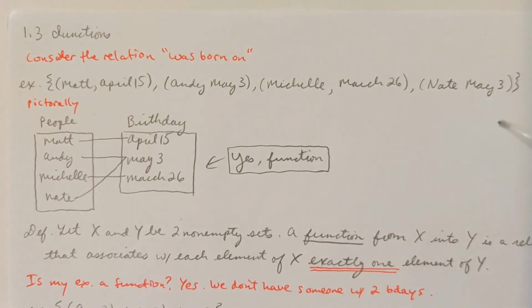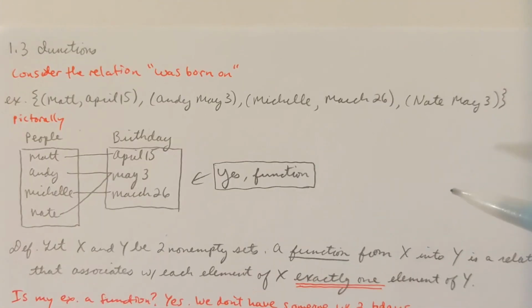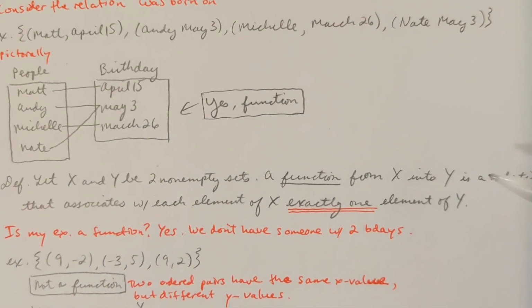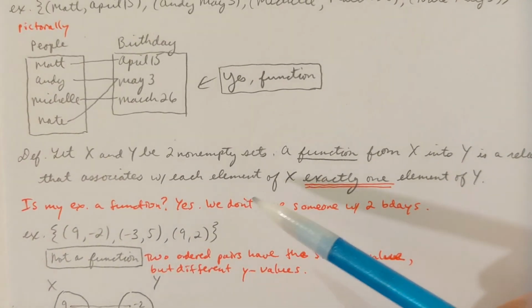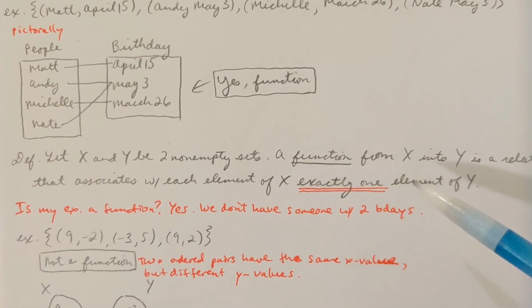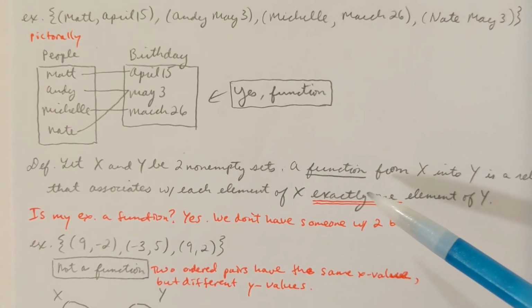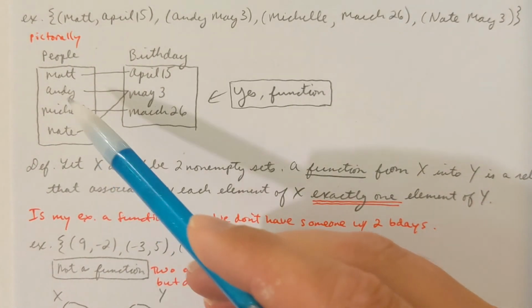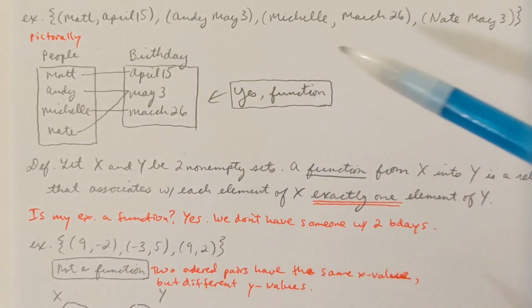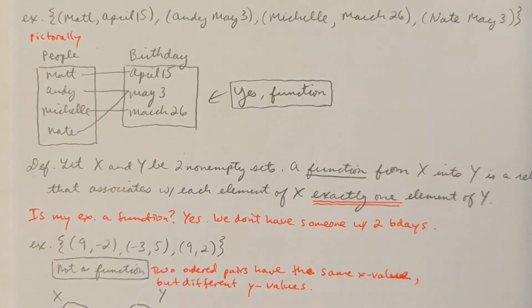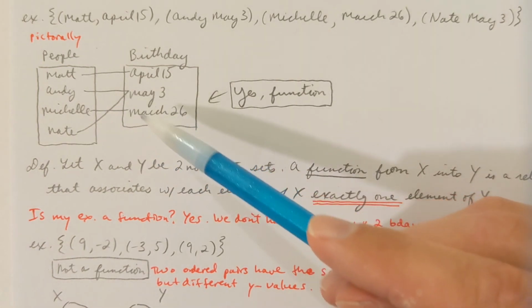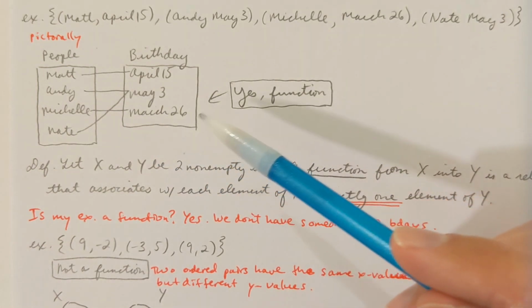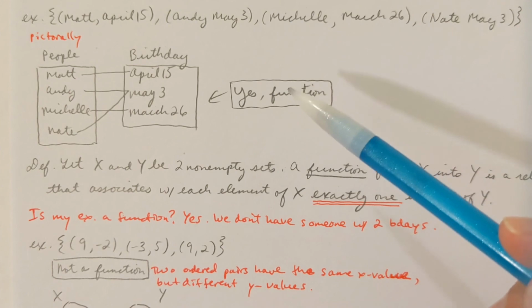Let x and y be non-empty sets. Then a function from x into y is a relation that associates with each element of x exactly one element of y. So the fact that two x values go to one y value, that's okay. That makes this a function. We don't want an x value going to two different y values. That will not be a function.